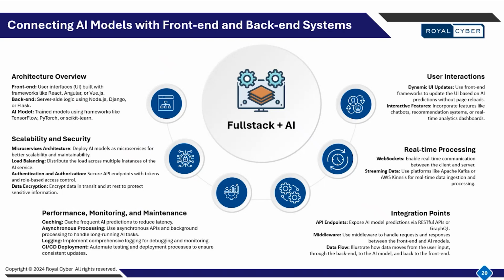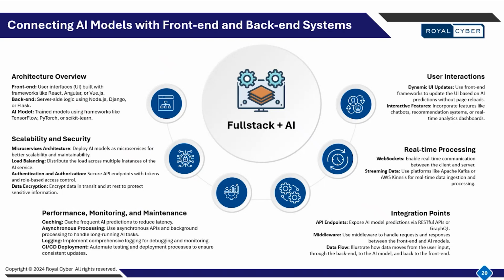To ensure your application scale effectively, consider deploying your AI model as part of microservices architecture. This approach allows for better scalability and easier maintenance. Implement load balancing to distribute the computational load across the multiple instances of an AI service, ensuring consistent performance even under high demand. Authentication and authorizations are crucial for securing your application. Secure API endpoints using tokens and role-based access control to ensure that only authorized users can access sensitive features. Additionally, implement data encryption for both data in transit and at rest, protecting sensitive information from potential breaches.